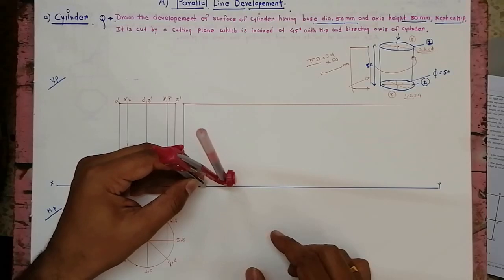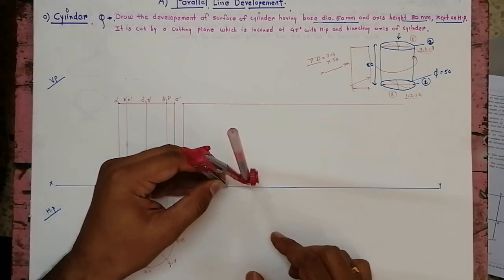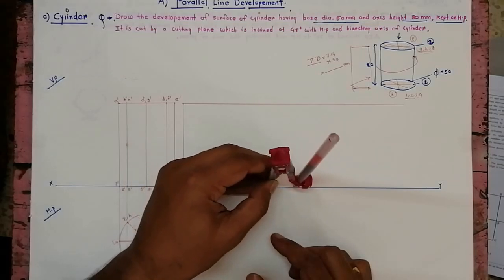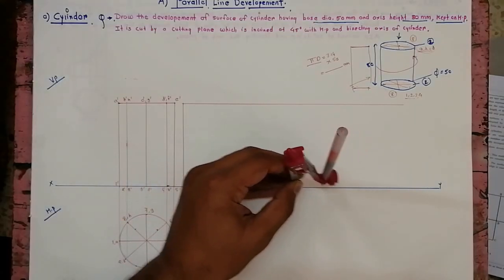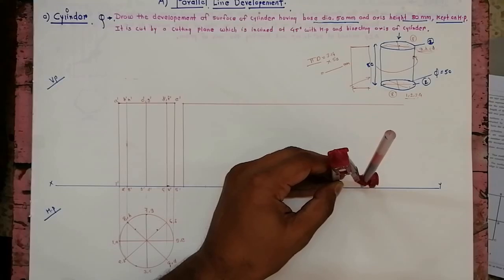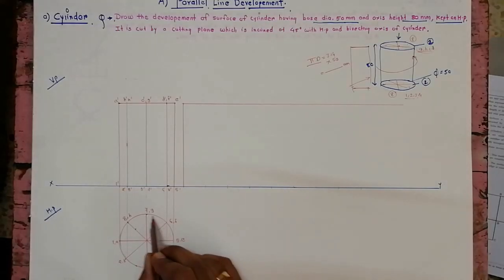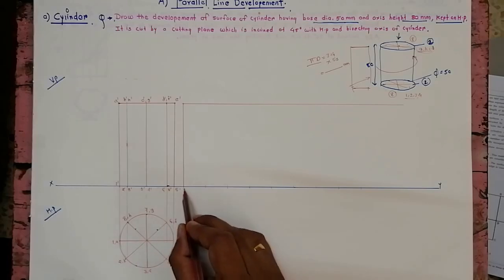So this is 1, 2, 3, 4, this is 5, 6, 7 and 8, because we have divided the circle into 8 parts, so we have to take that distance here. So this arc distance you have to take. You can take any arc distance here. Suppose from 6 to 7 I have taken, so 6 to 7 distance here.